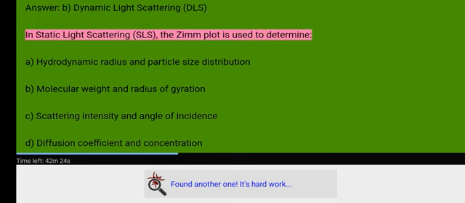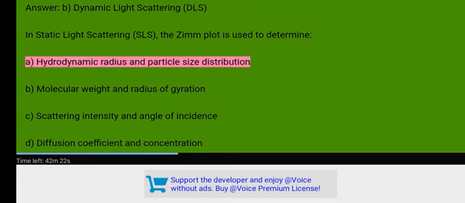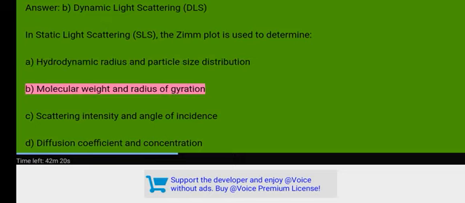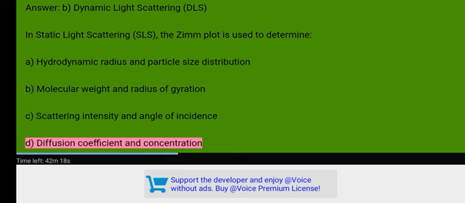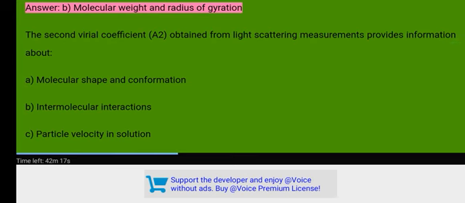In static light scattering, SLS, the Zimm plot is used to determine: A. Hydrodynamic radius and particle size distribution. B. Molecular weight and radius of gyration. C. Scattering intensity and angle of incidence. D. Diffusion coefficient and concentration. Answer: B. Molecular weight and radius of gyration.